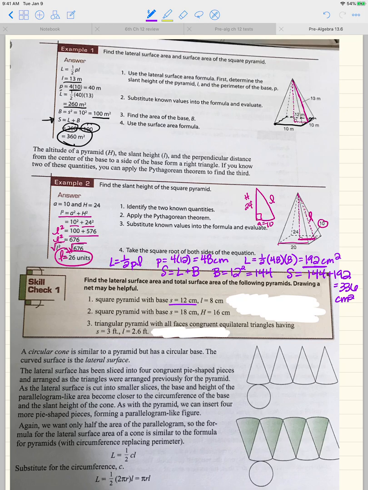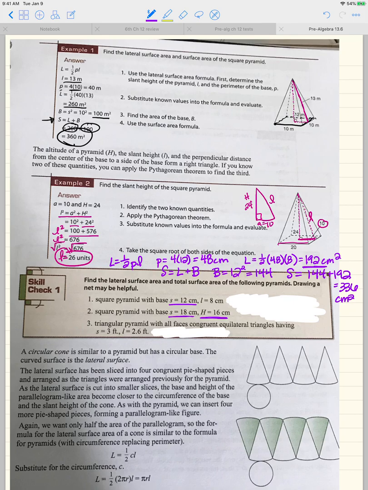Okay. So, a square pyramid with a base s equal to 18 centimeters and a big H equal to 16 centimeters. In order to figure out the lateral surface area, I have to know the slant height. I'm not given the slant height in this case. So how am I going to figure out the slant height? Think about the rectangle that we drew above.